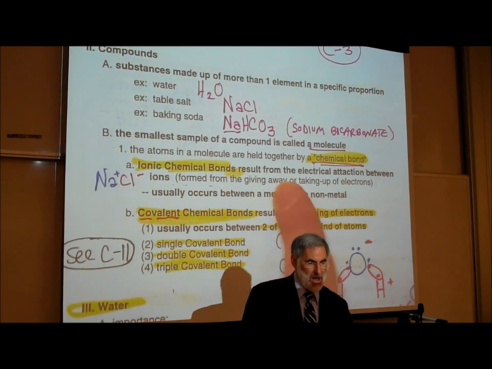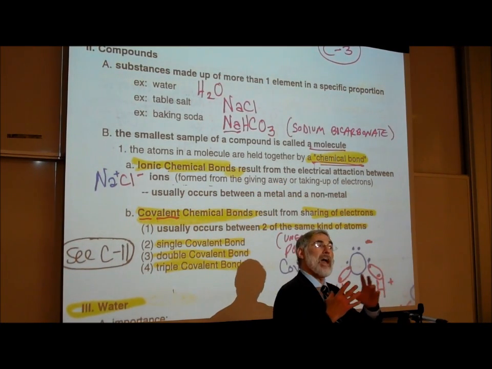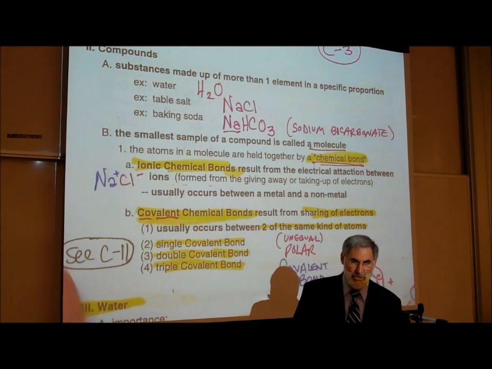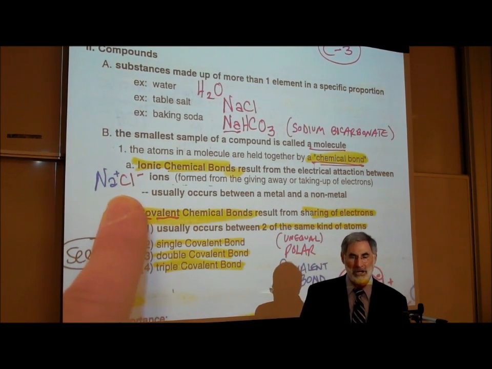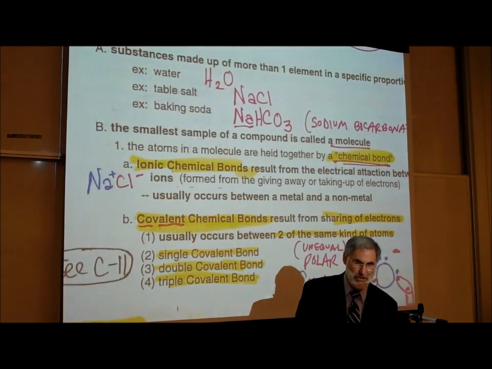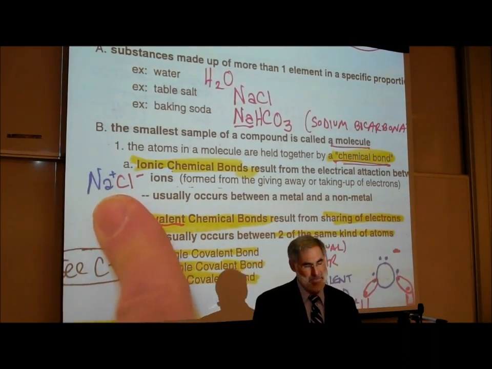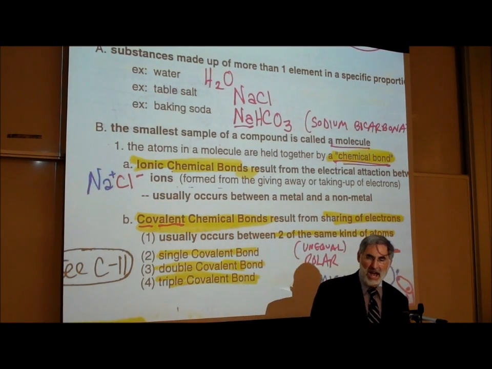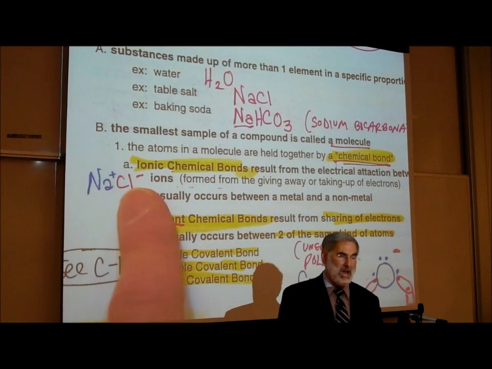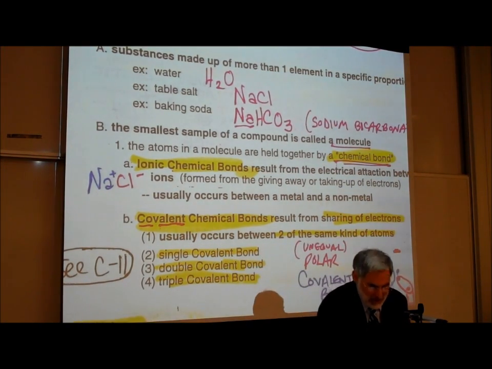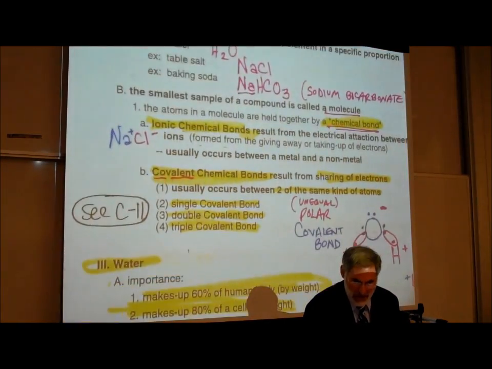An ionic bond is an electrical attraction between two oppositely charged ions. So that's what we see holding a sodium ion and a chloride ion together. What's holding them together is an electrical attraction between two opposites, something that's positive and something that's negative. So usually we see ionic bonds between a metal and a nonmetal, between a giver and a taker, between opposites.